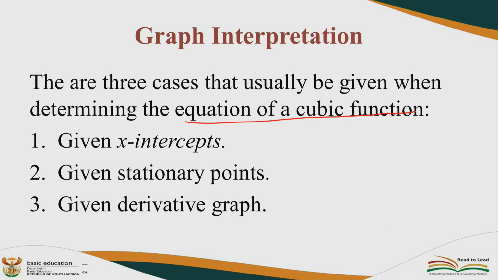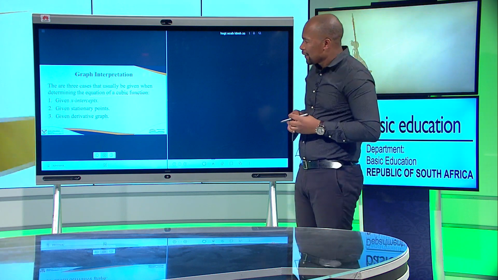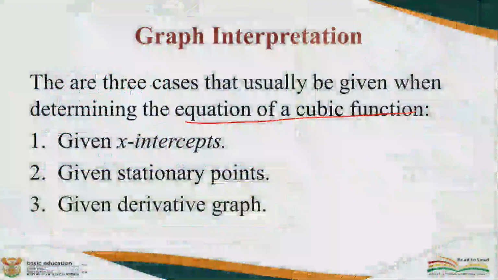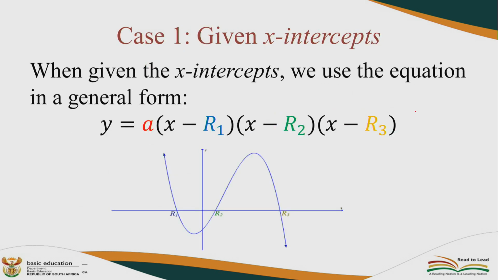This one's going to be easy. One, you must be given x-intercepts. Two, you must be given stationary points. Three, you must be given a derivative graph. Okay, let's check now. Case number one.